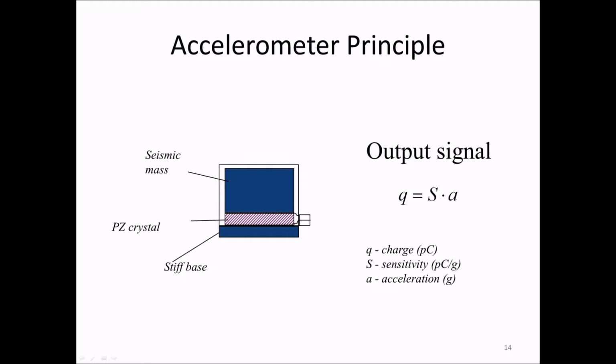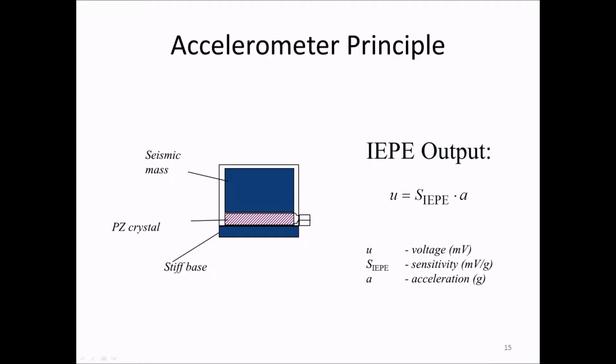When the sensor is accelerated upwards, the seismic mass will act on the crystal with its inertia, and the crystal will be compressed by a force of the seismic mass times the acceleration. The output of the sensor is thus a charge proportional to the acceleration. The sensitivity tells the number of picocoulombs per acceleration unit. For example, as shown here, picocoulombs per G. Now, for an IEPE sensor, the output will be a voltage, and the sensitivity will of course be in millivolts per G.